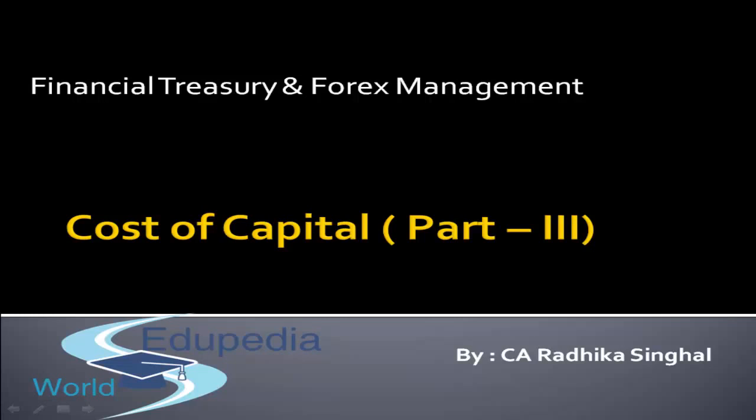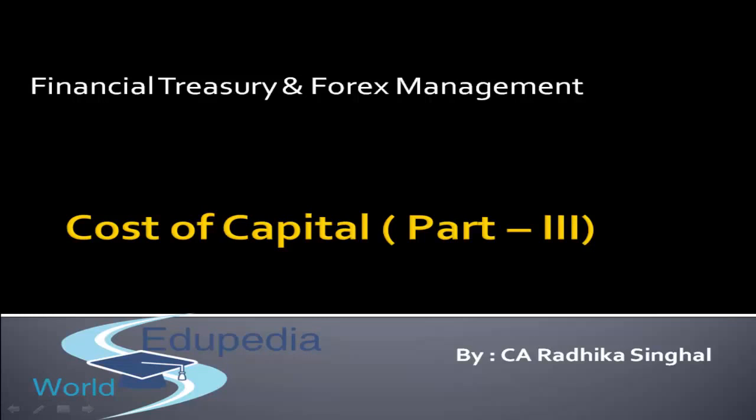In the last class, we discussed how to compute cost of debt, cost of preference share, and a few of the models to compute cost of equity. For cost of equity, we divided into two ways: if the shareholders are not expecting any growth, and second, if the shareholders are expecting some growth. In the second one, we discussed the dividend growth model, where the shareholder expects growth in both dividend as well as in the market price of the share.